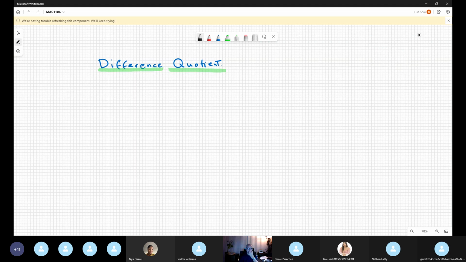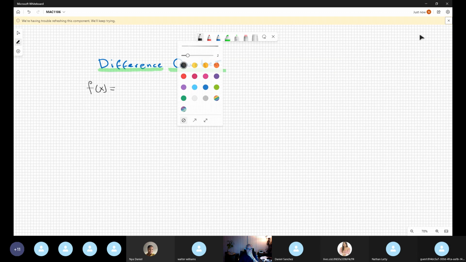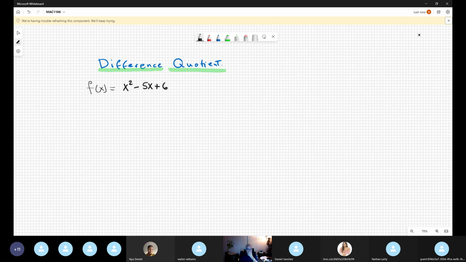Okay. Suppose that one function is given. f of x equals x squared minus 5x plus 6. Okay, I need to compute the difference quotient. So, what is the formula for the difference quotient?